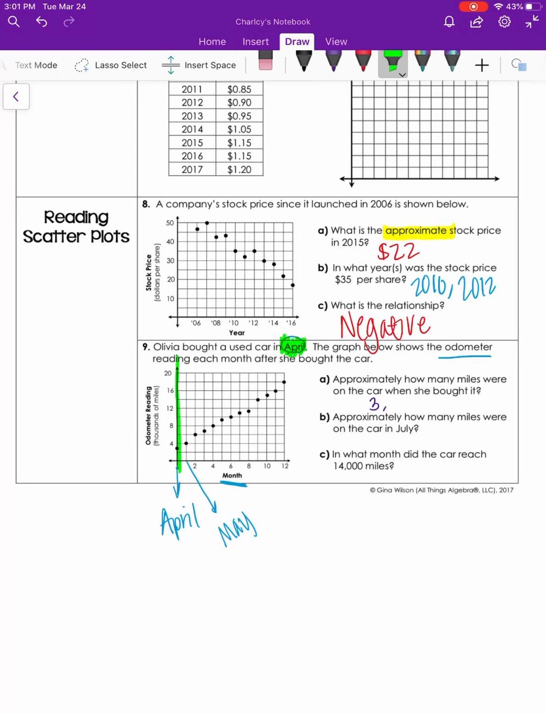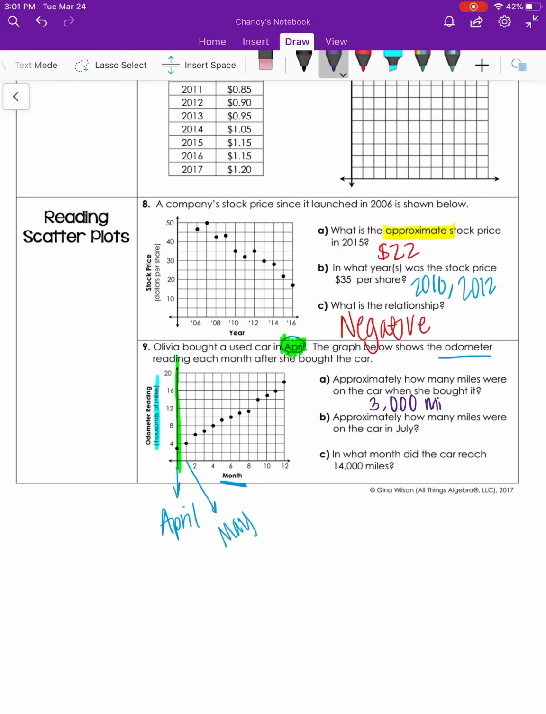But I want you to notice something else before we move on. We're counting in thousands of miles. So what am I going to have to add on to the end of that 3? Or what am I going to have to multiply that 3 by? 1,000, which makes this 3,000 miles instead of just 3. Okay? All right, let's move on to B.